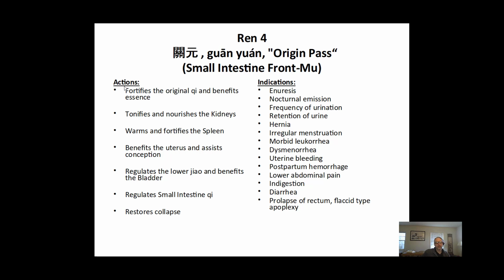Regulates the lower jiao, benefits the bladder, regulates small intestine qi, restores collapse. This is one of the most important points for fertility issues. Okay, you're going to see this a lot in the fertility protocols.